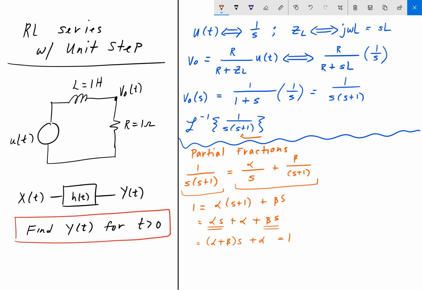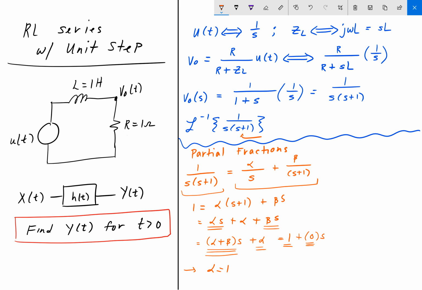And so this is also the same as writing something like this: some, let's say 0 times some s, right? And so if it were written this way, it'd be easier to tell that alpha plus beta is equal to 0. And if we write it that way, then we can easily see that alpha is equal to 1.